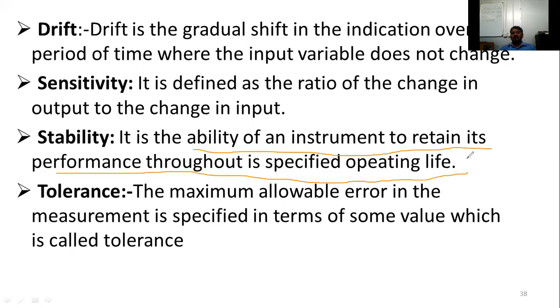Specified operating life. Ability of an instrument, we are going to call that one. Suppose you took a mobile, and its warranty is 1 year. If within 1 year anything is damaged, it doesn't have the ability, which means its stability is less. If nothing happens after 1 year, 2 years, then the instrument has the ability to retain its performance throughout the specified operating life, which means it has the stability power. The stability is more, we can say.